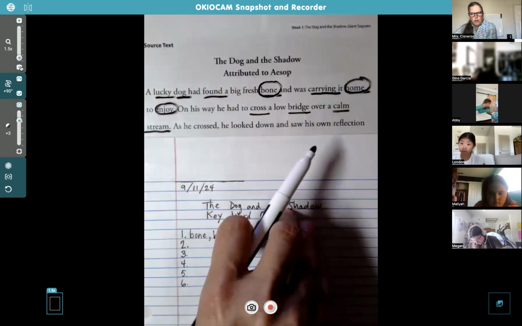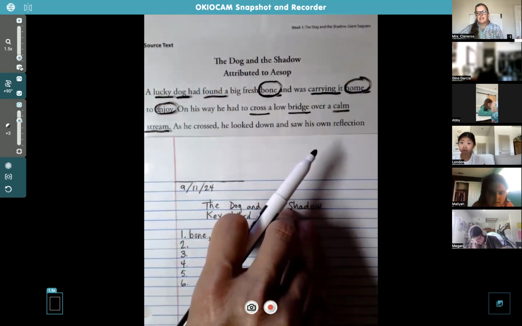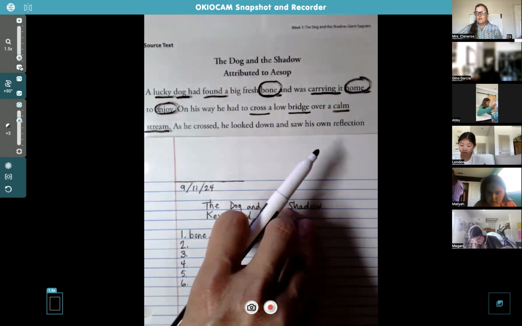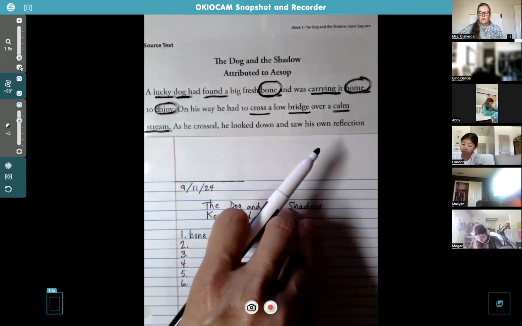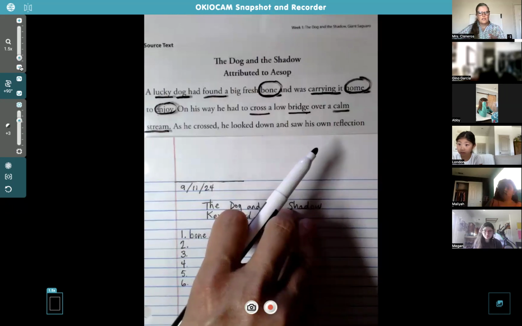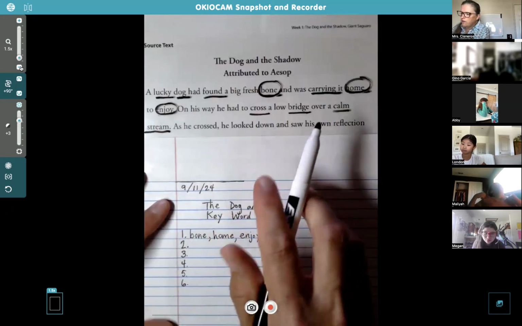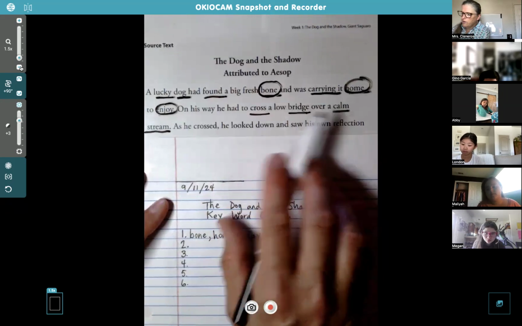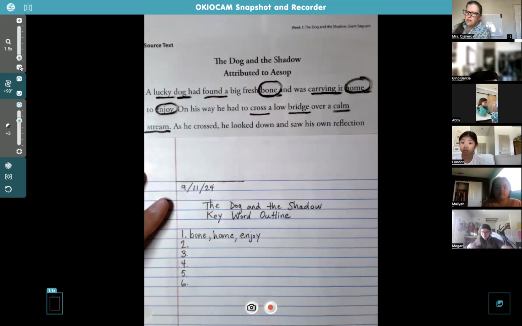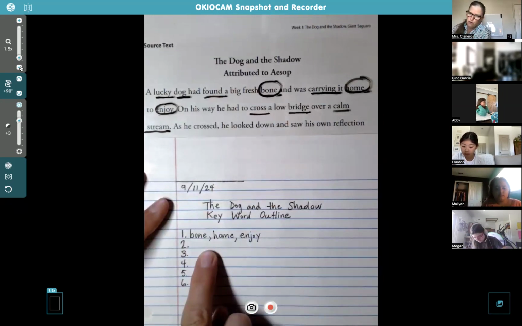And what we're looking for is words to help us remember what that sentence is. Because what we're going to do is put away the original story in a minute and only look at the keywords and see if we can retell the story. So that's why I'm looking for the most important words in each sentence. But we underlined 4 words, 1, 2, 3, 4 in that sentence. But we can only have 3. Remember, that's the rule.